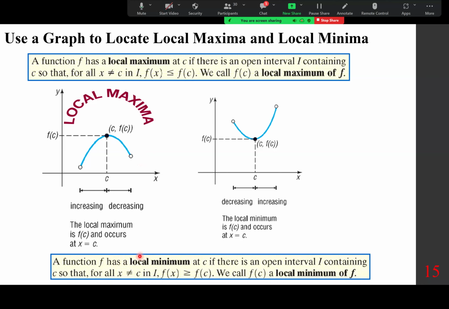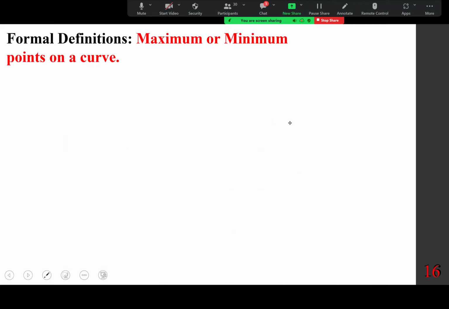A function f has a local minimum at c if there is an open interval I containing c, so that for all x not equal to c, f of x is larger than or equal to f of c. We call f of c a local min. All right, formal definition here.